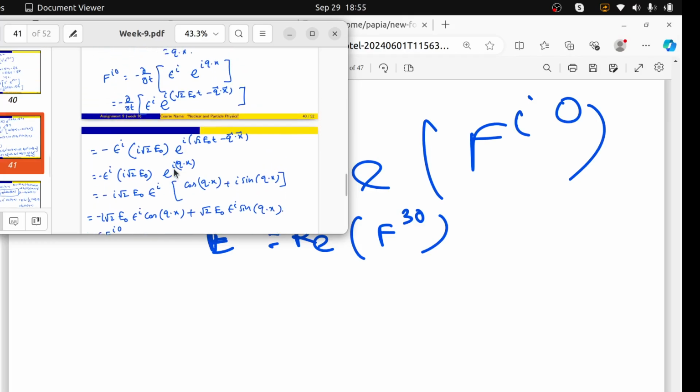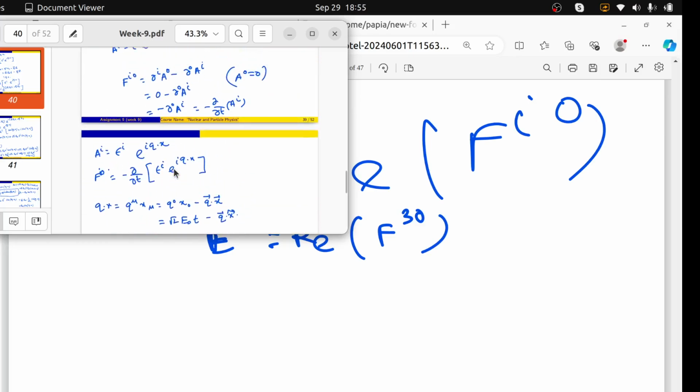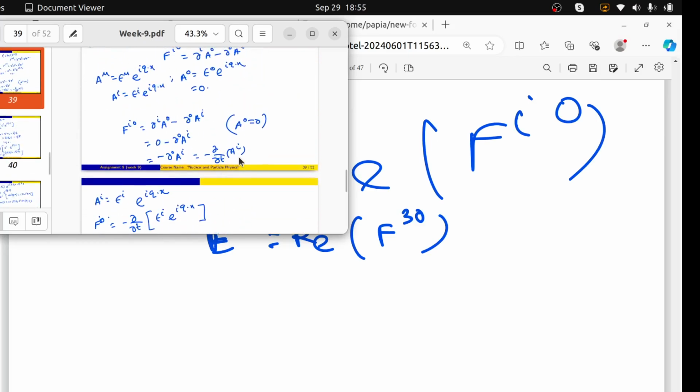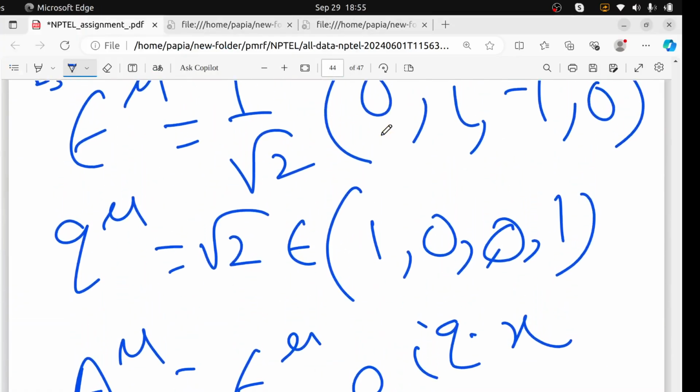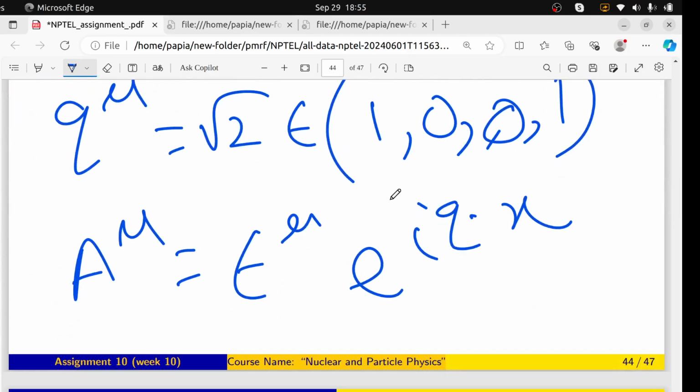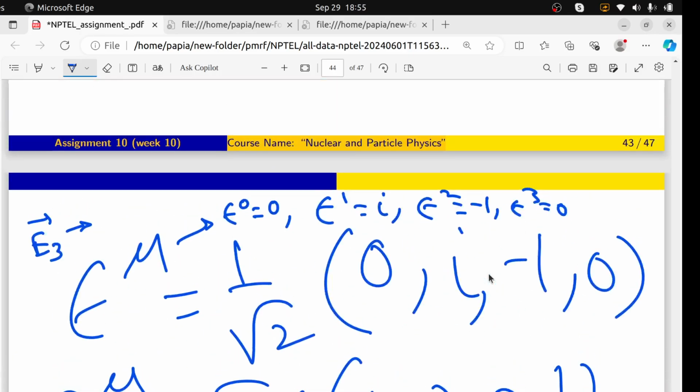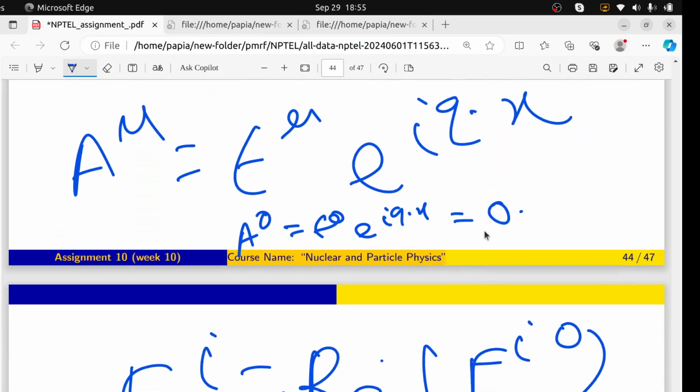Phi 0 is minus del t of a i, because a i 0 was 0. For this case a i 0 is also 0, I hope. You can calculate from here. a i 0 is also 0. A0 is epsilon 0 e to the power i q dot x. So it is again 0 because epsilon 0 is again 0. So a0 is also 0.